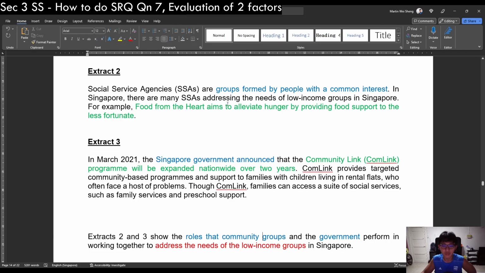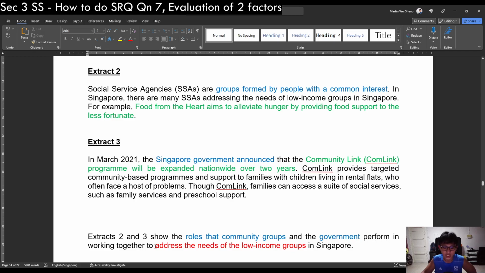So in Singapore, what are some examples of it? We have Food from the Heart. They alleviate hunger by providing food support to the less fortunate. For extract 3, it says that the Singapore government announced... So first factor would be on the roles of the community group. Second factor is what can the Singapore government do? The government announced that the Community Link (ComLink) program will be expanded nationwide over 2 years. So one example of what they do is this Community Link. Extract 2 shows the roles that community groups and the government perform in working together.